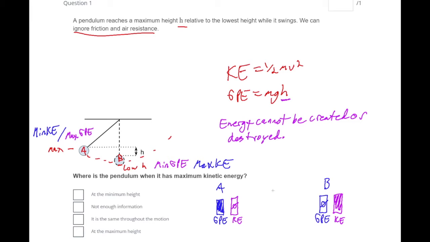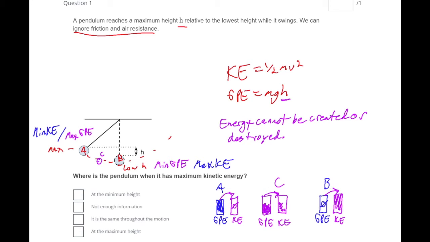So if we were to have kind of an intermediate point here, let's say like point C, we would see that at point C, we would have some GPE and some KE, meaning that some of that energy from GPE is being transferred into KE. And we see that as our pendulum continues to move, more and more of this GPE is getting transferred into KE as we go from A to C to B.